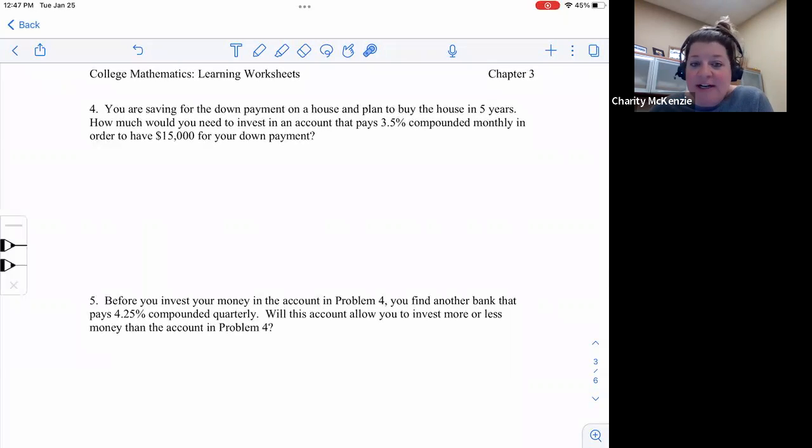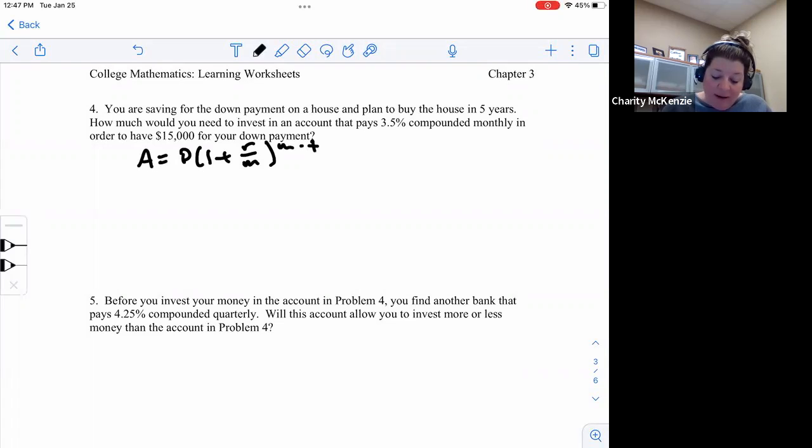I am saving for a down payment on a house, and I plan to buy the house in 5 years. How much would I need to invest right now that pays 3.5% compounded monthly in order to have $15,000 for your down payment? So on this one, we know A equals P times (1 plus the rate divided by M) to the M times T. So let's put in what we know.